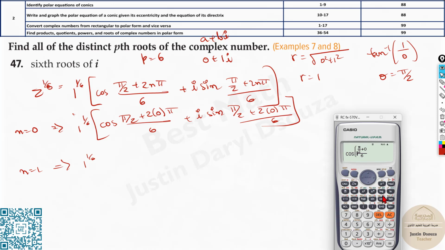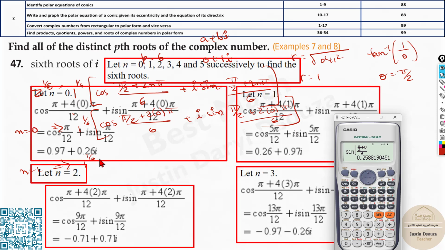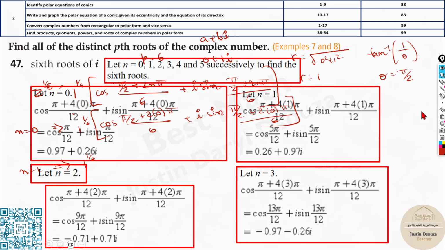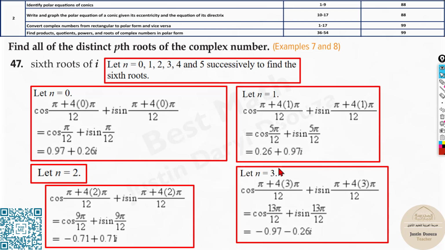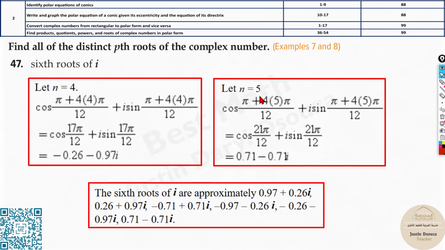Now the same value, just change this cosine to sine here. So once you put that in the calculator, it's easy to find the next one. It's 0.26. But don't forget the i. Next, you change that n value to 1 and you solve the same thing. Then you change it to 2, 3, 4, and 5. That's the last one, because 6 roots means you start with 0 and end at 5. And these are the approximated roots, the 6 roots.